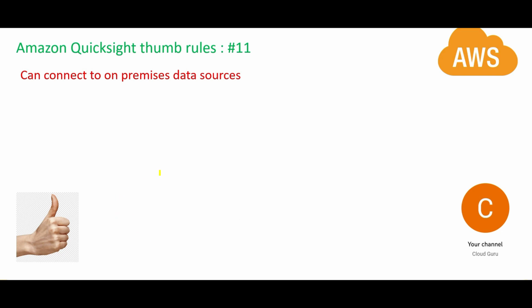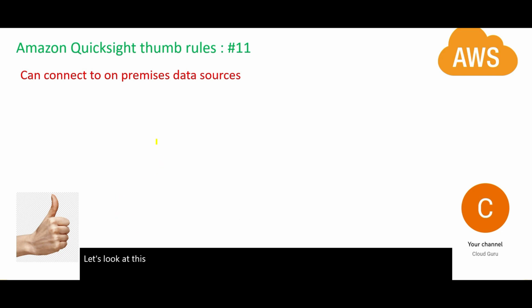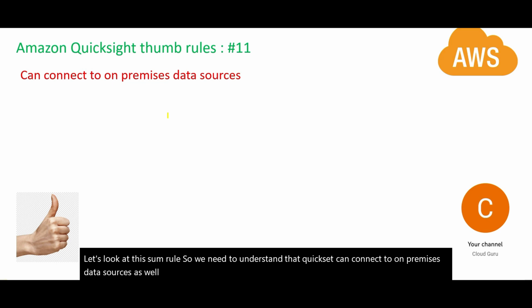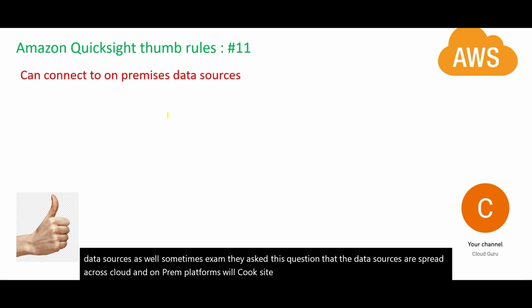Now let's look at this thumb rule. We need to understand that Quicksight can connect to on-premises data sources as well. Sometimes in the exam, they ask this question that the data sources are spread across cloud and on-prem platforms. Will Quicksight work? It will work.